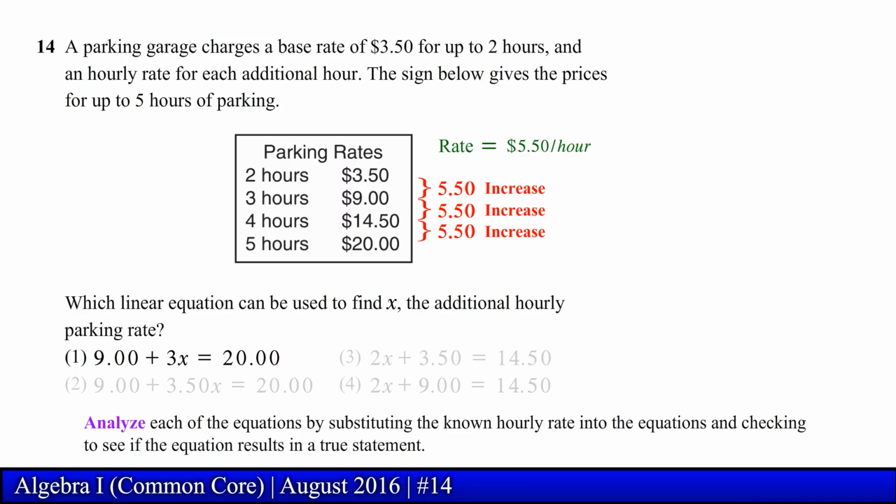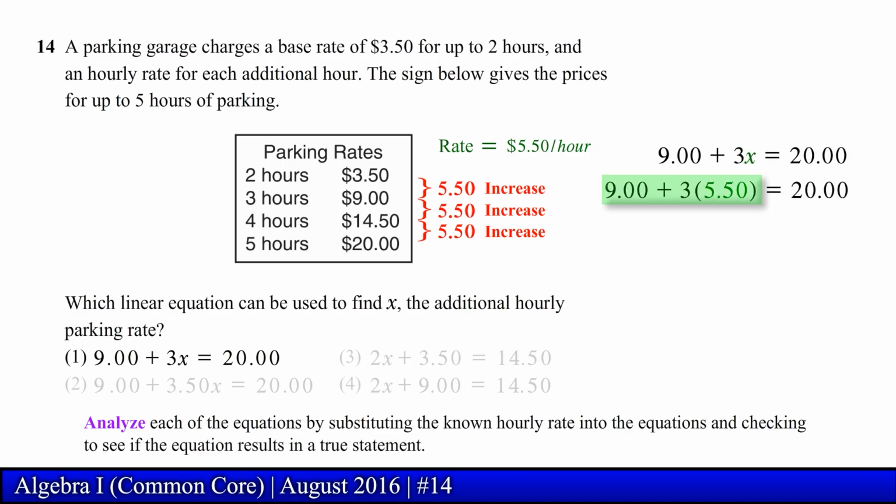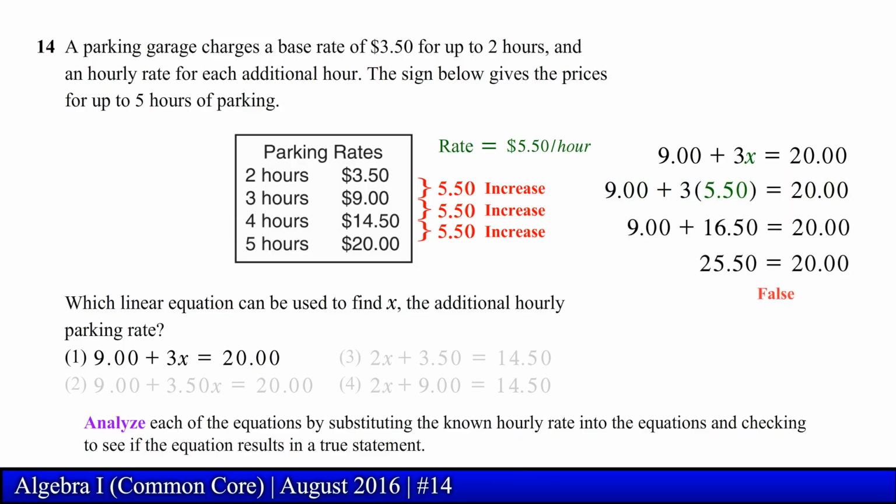For example, the first option has the linear equation 9 plus 3x equals 20. If x represents the hourly parking rate after the 2nd hour, then 3 times $5.50 plus 9 should equal 20. But notice that the left side of the equation does not simplify to 20. This results in a false statement, so this equation cannot be our answer.